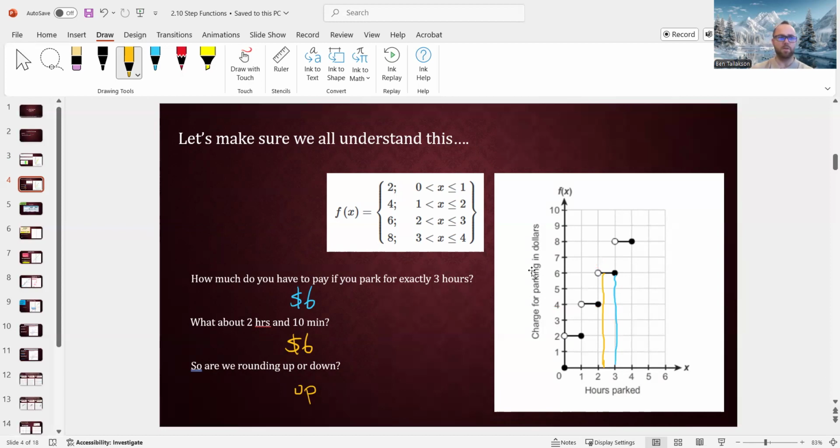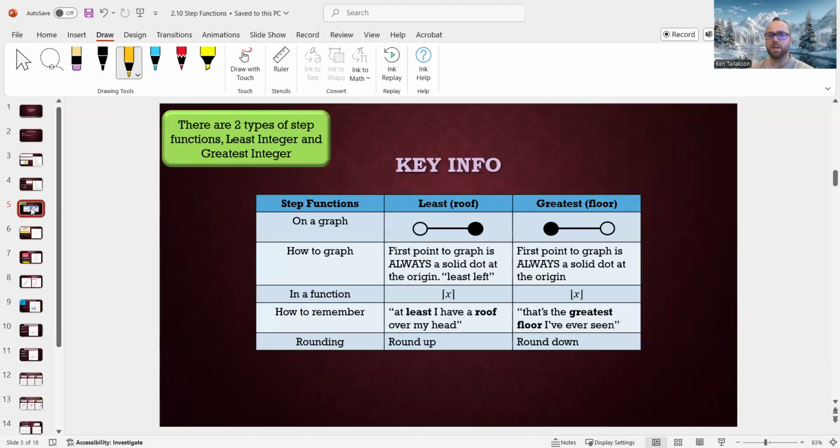So that's how that works. Now, there are two different types of step functions. They're called least integer and greatest integer. And here are the similarities and the differences. So here are the different categories of step functions. Here's the least and all of that information and the greatest.